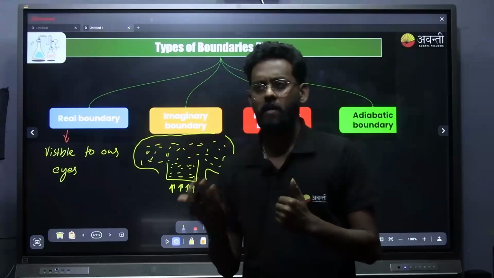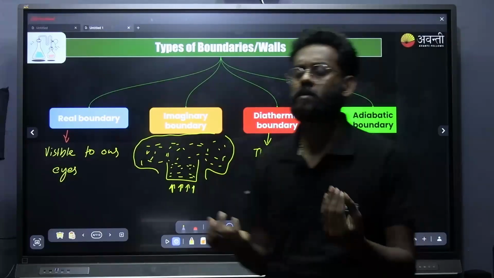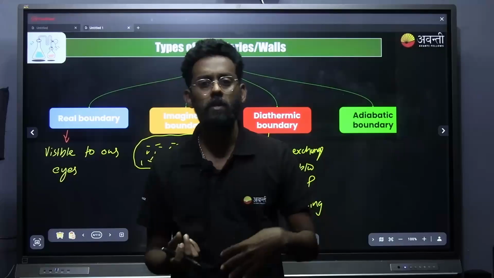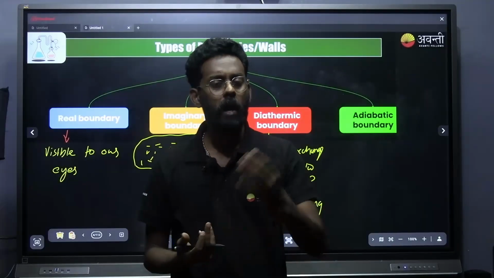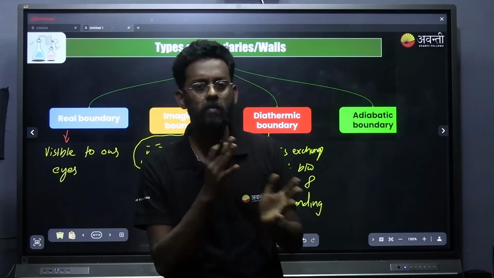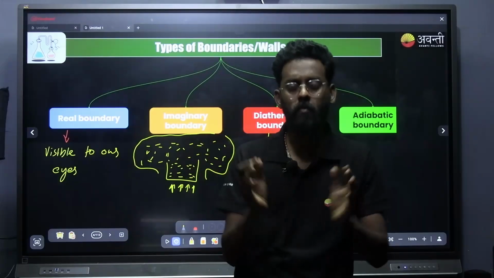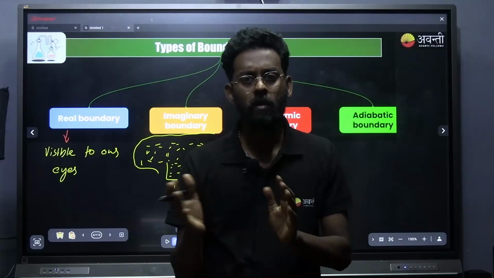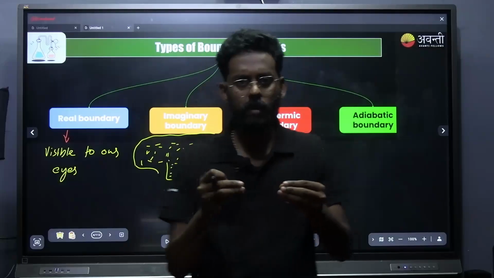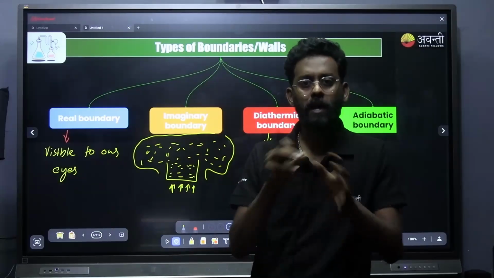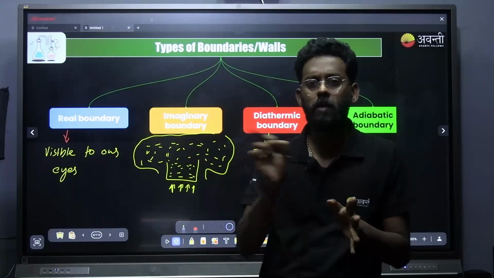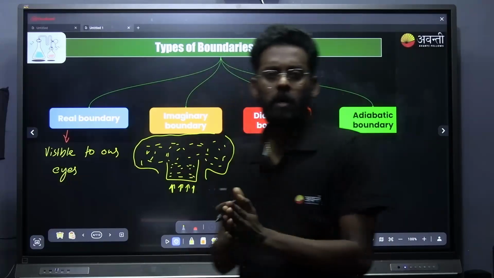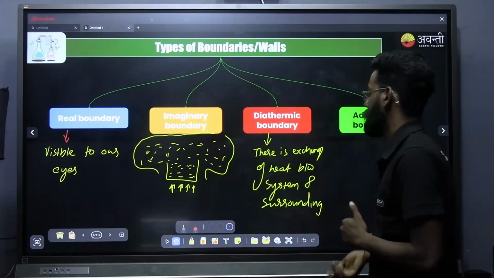Yeah, how can we explain that one? If I just take a bottle of hot water, after some time you can see the hotness of the water decreases and it becomes cool water, right? What is the reason? The boundary of the water, that is the bottle, is diathermic. It exchanges heat between system and surrounding. So that type of boundary we can call diathermic.